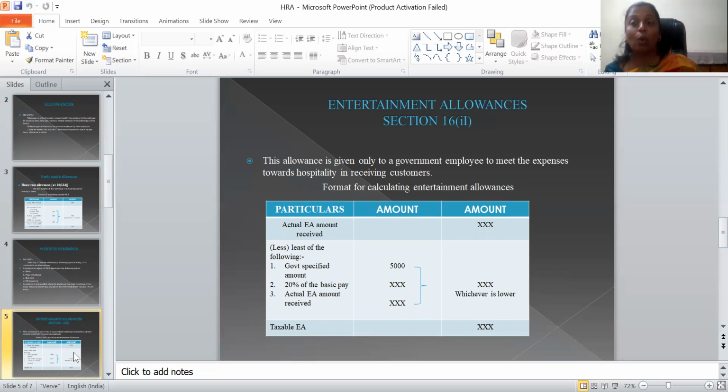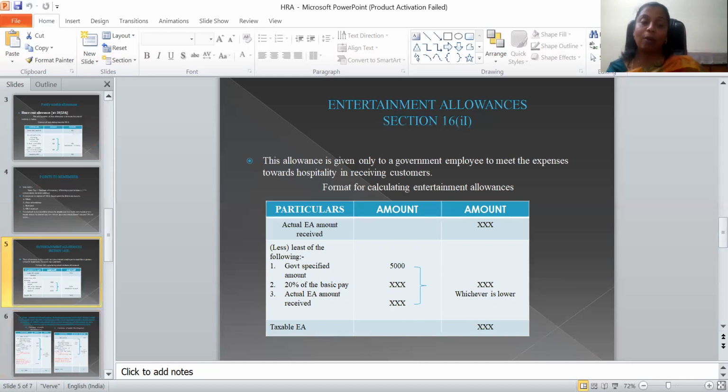It is applicable only for government employees. Non-government employees, if at all they receive entertainment allowance, it is fully taxable. So kindly note, if a non-government employee receives an entertainment allowance, it will be fully taxable.